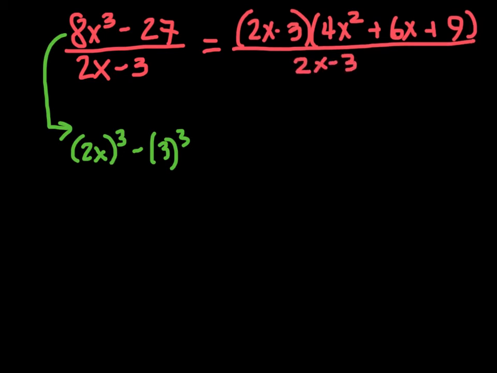Now, what you'll have to remember is this put together is a factor of 2x minus 3, and it will cancel with that factor of 2x minus 3. So what I have left in my final answer is 4x squared plus 6x plus 9.